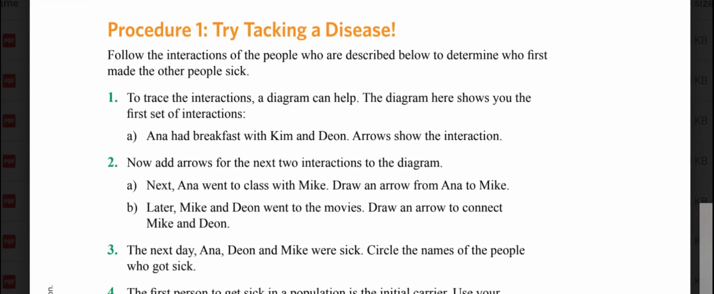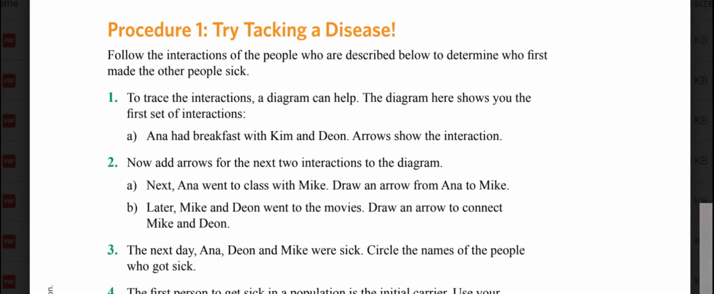Follow the interactions. Procedure 1, try tackling a disease. Follow the interactions of people who are described below to determine who first made the other people sick. Number 1, to trace the interactions, a diagram can help. The diagram here shows you the first set of interactions. A, Anna had breakfast with Kim and Dion. Arrows show the interaction.